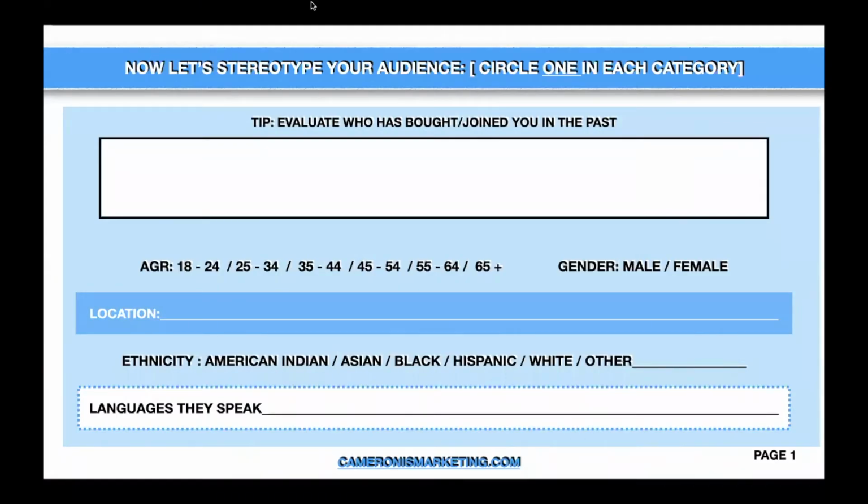All right, guys. So, welcome to this first lesson. Now, in this lesson, we're going to go through these worksheets here. And these worksheets are very important because they're going to create what we call an avatar.